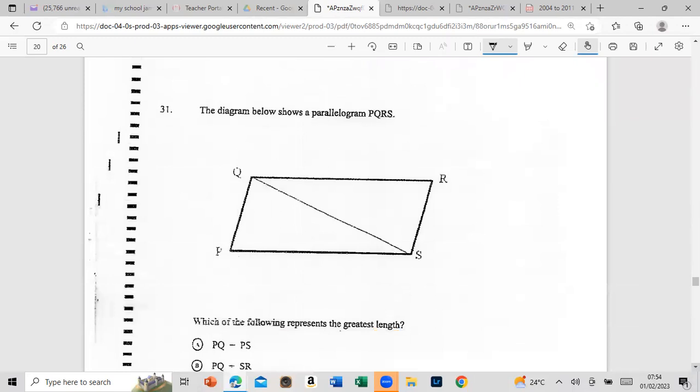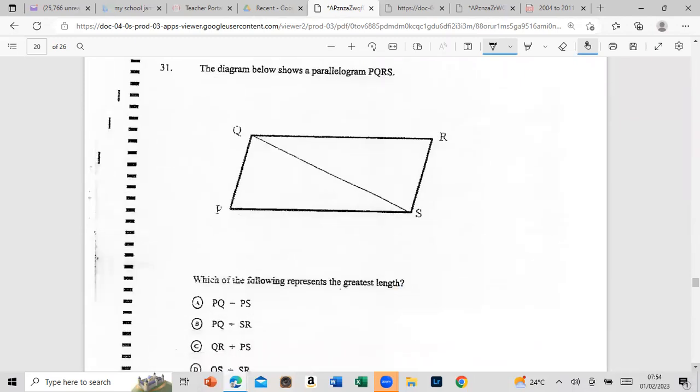31. The diagram below shows a parallelogram PQRS. Which of the following represents the greatest length? Alright, so you have PQ, which is this, plus PS. So it will be this and this. Next one, now you have PQ, which is this, plus SR. No, that's short. So we can eliminate this already.